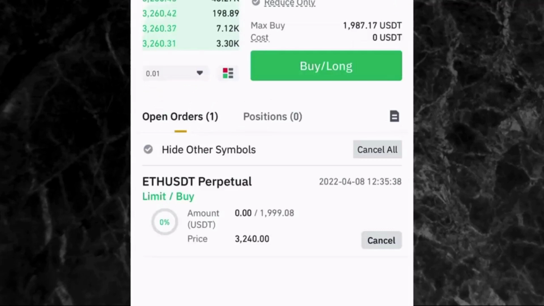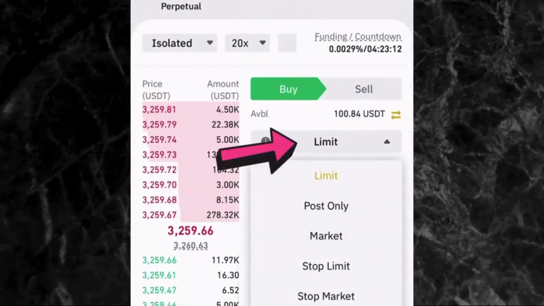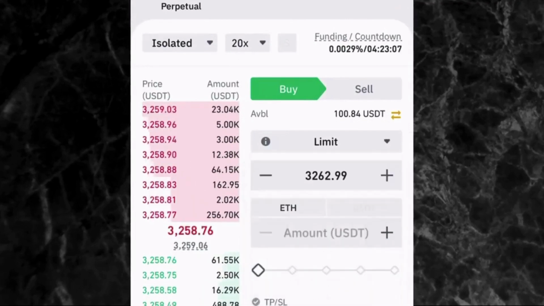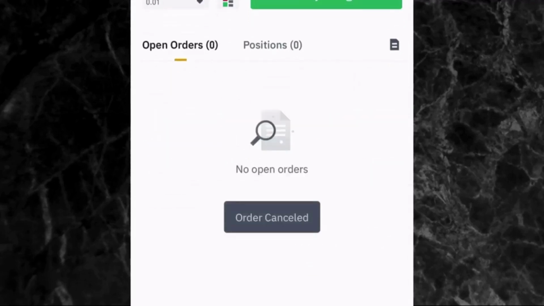Now, let's say, for example, we want to enter the trade instantly. Like, we don't want to wait for the market to go down before we enter the trade. You just have to come up here where you have limit. You tap it, and here you tap on market. You're going to be using market instead of limit. But before I do that, let me cancel this trade that is open. I'm just going to tap on cancel right here. So you just cancel it.